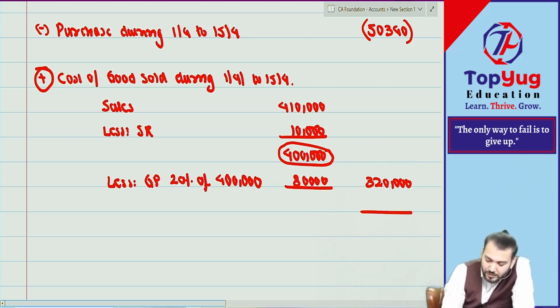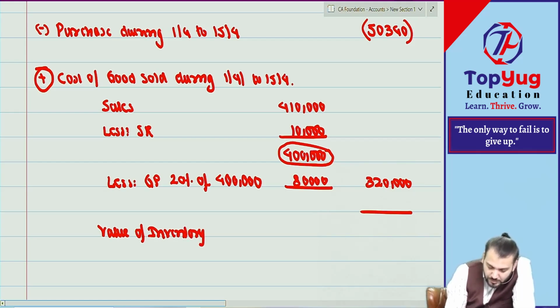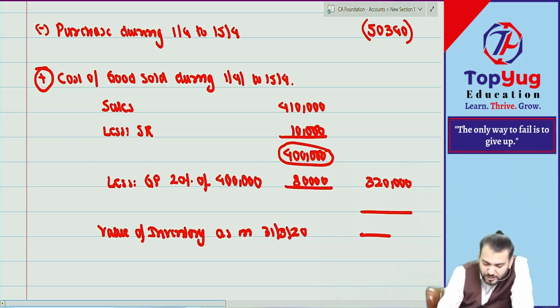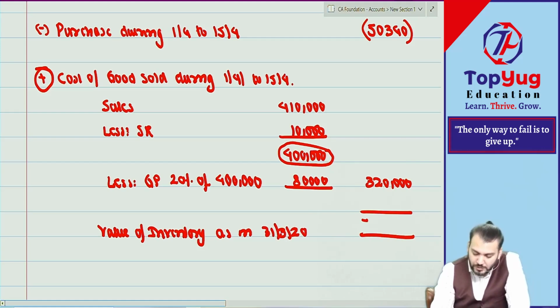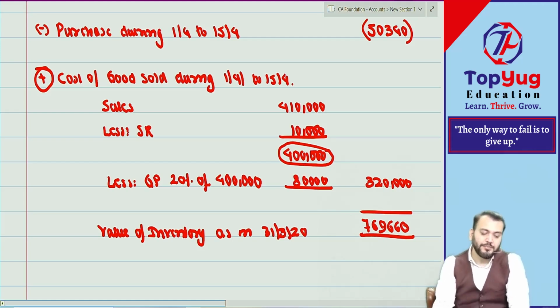But the plus and minus, we'll do plus now. So plus. Tell me, now what is the value of inventory as on 31st March 2020? How much is it coming? 7,69,660. Have you understood this point? Correct?